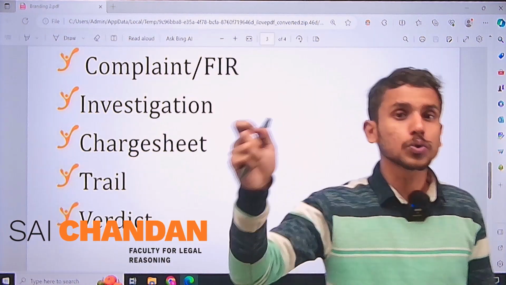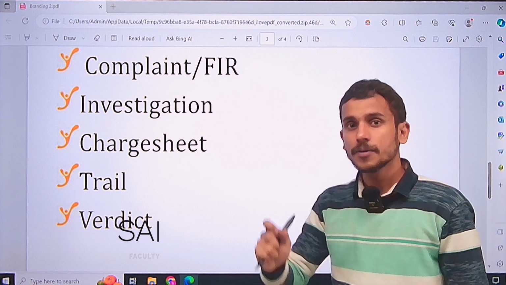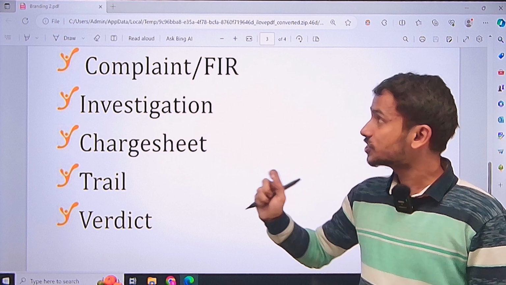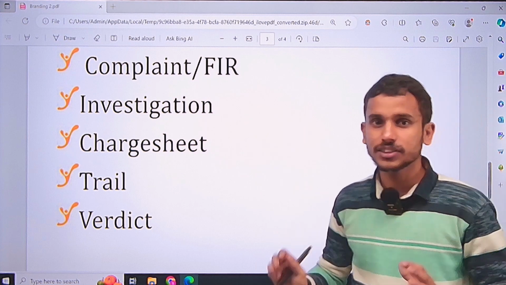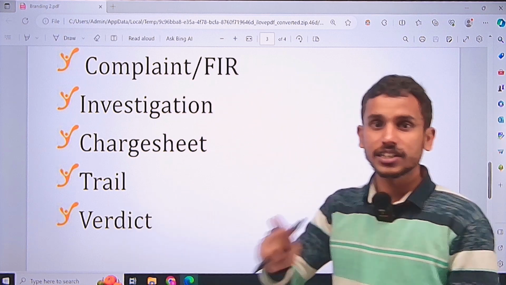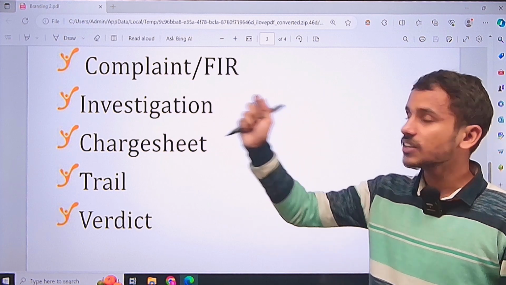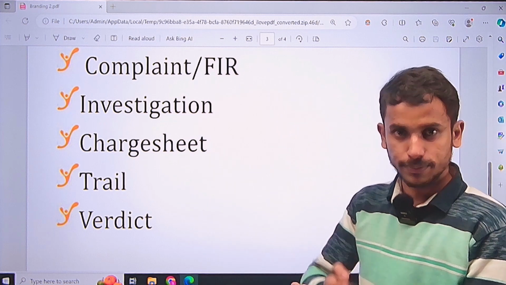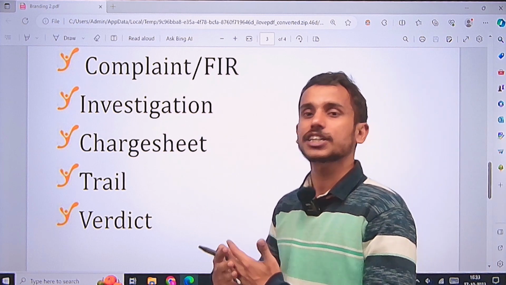Whenever a person approaches the police station saying that he has knowledge of some cognizable offense, then the police shall register an FIR. FIR is nothing but a written statement of what that person is narrating, and the signature of that person is taken after the contents are read out to him. After he knows what has been recorded, he signs it. That becomes the first information report.